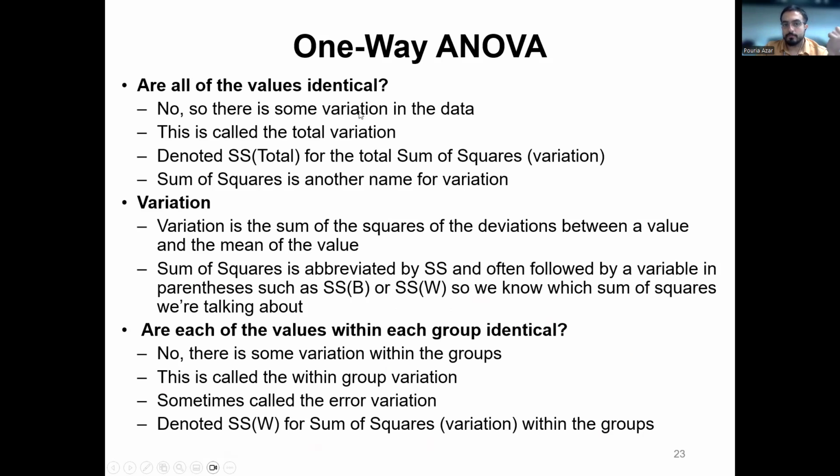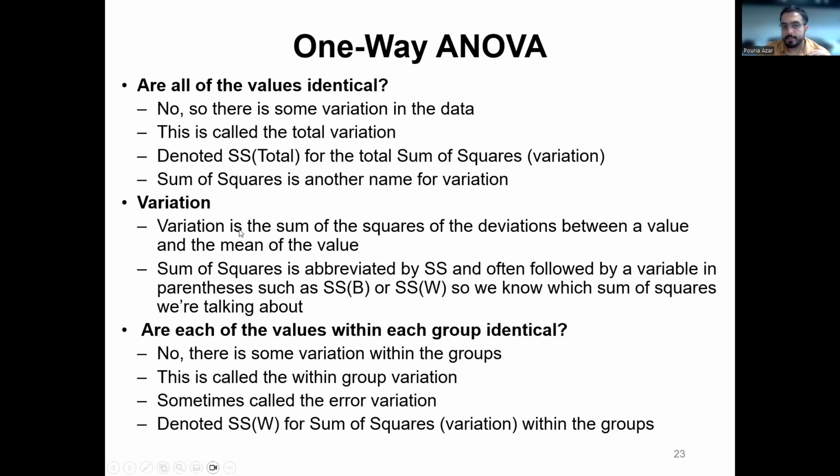So are all of the values identical? That's our first question by looking at the data, by looking at the table. No. So there is some variation in the data. This is called the total variation. We denoted that as SS total or SST, which represents total variation in the data.